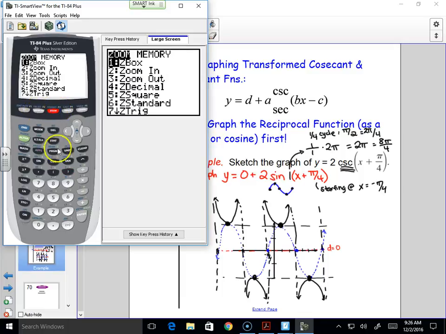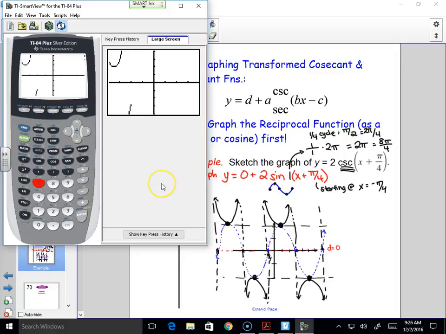We can do Zoom Standard. If you want to use that cool Zoom Trig one from yesterday, that might work as well. Oh my goodness, look at that. Bounce, bounce, bounce, bounce, bounce. Now kiddos, here's the dealio.